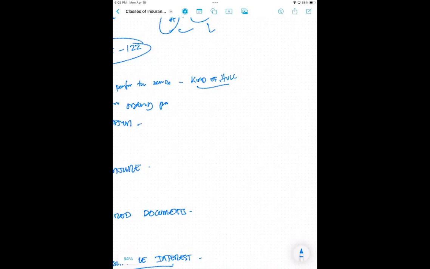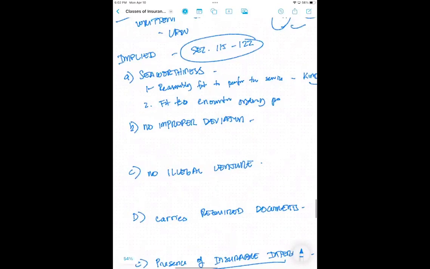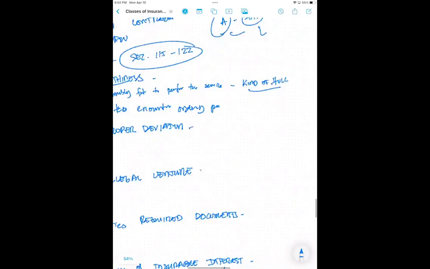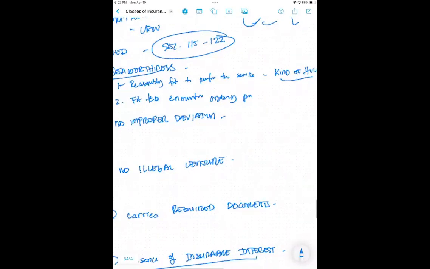Now, it is actually, diba? Because it is a presumption, then it is the insurer that would have to overcome the presumption, right? And of course, there are several techniques on how to do it. Okay, but insofar as the implied warranty is concerned, this one is important. Okay, so it is also yung fit to encounter ordinary perils.